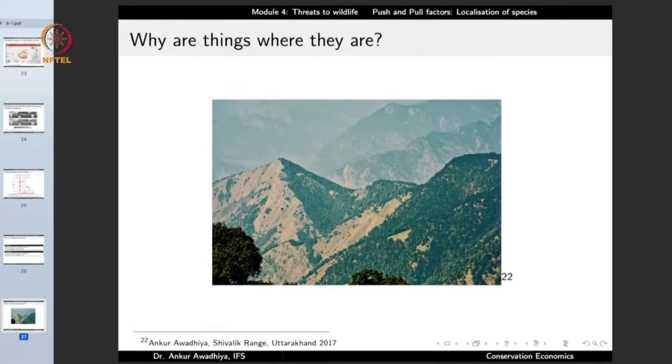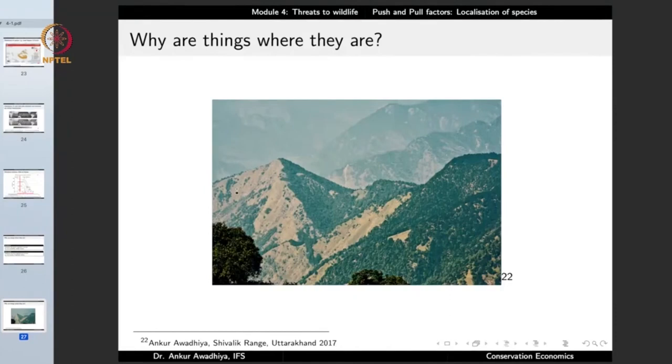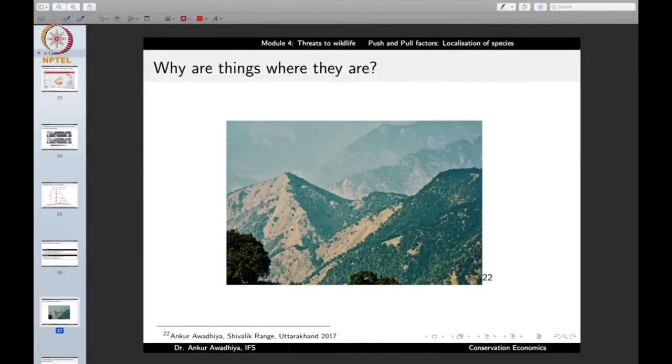Now, Uttarakhand is in the northern hemisphere, and so the south facing slopes will have a greater amount of sunshine as compared to the northern facing slopes. And because of an abundance of sunshine, the moisture gets evaporated. So these areas not only have an absence of soil, they also have less amount of moisture. So these could be two push factors that are not permitting the plants to thrive in this area.